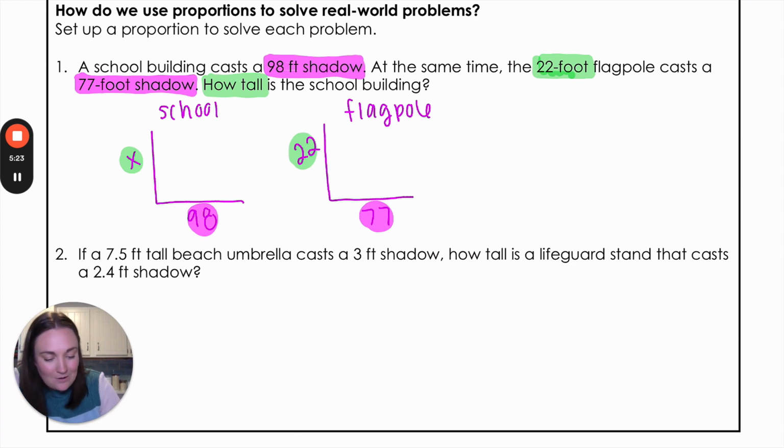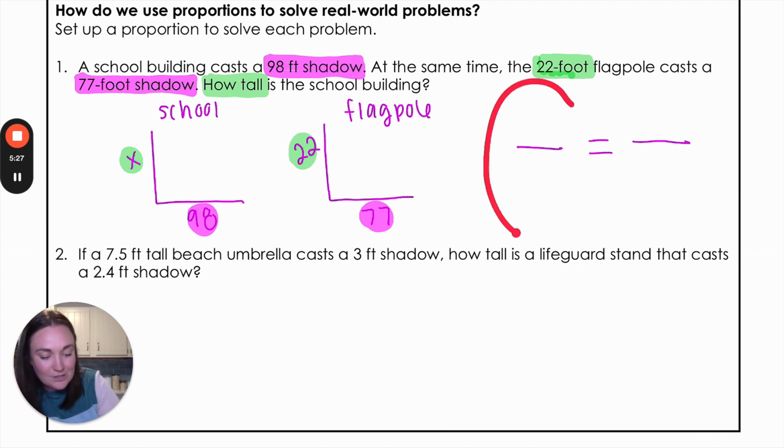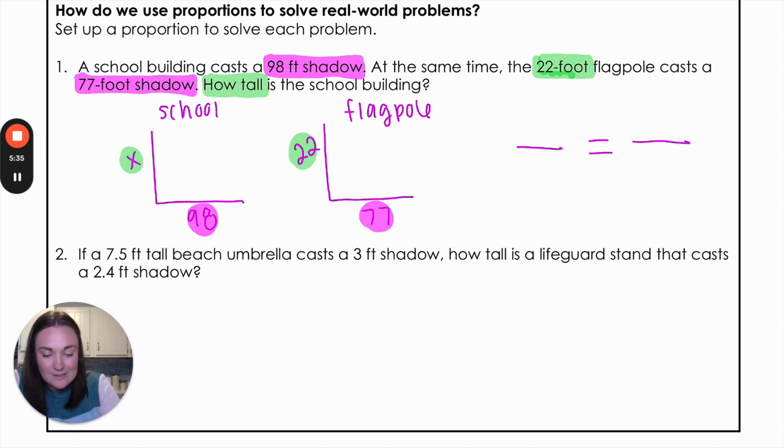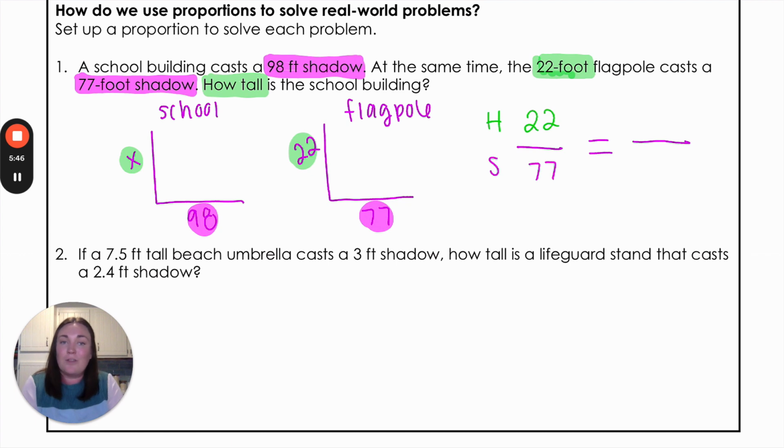Now let's go ahead and write our proportion. So again, that first proportion is always the two things that go together, the two things that are equal. In this case, we know that a 22-foot height equaled a 77-foot shadow. So I'm going to label those right there. 22-foot height, I'm going to put H for height, is a 77-foot shadow over there.